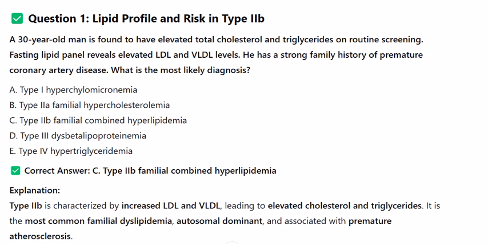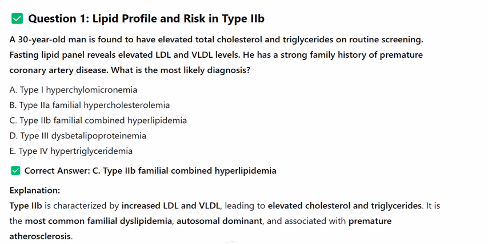Type 2B familial dyslipidemia, familial combined hyperlipidemia, which involves elevated LDL, cholesterol, and VLDL levels. Question 1. Lipid profile and risk in type 2B. A 30-year-old man is found to have elevated total cholesterol and triglycerides on routine screening.